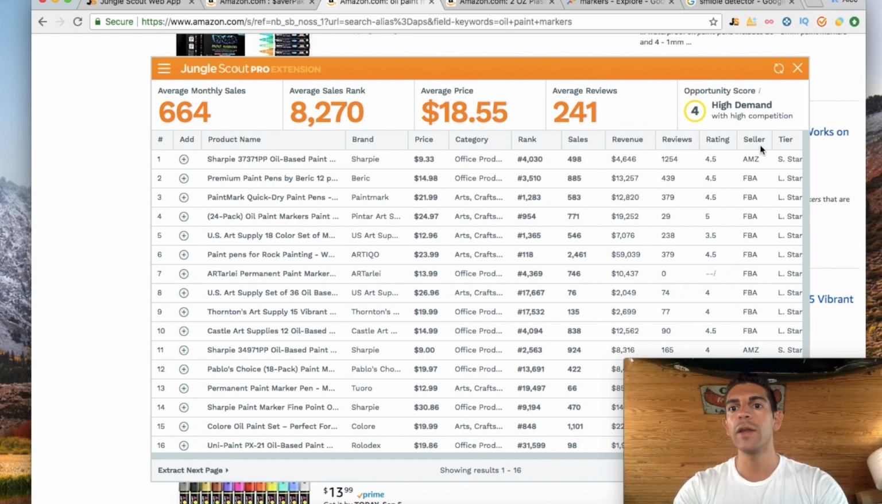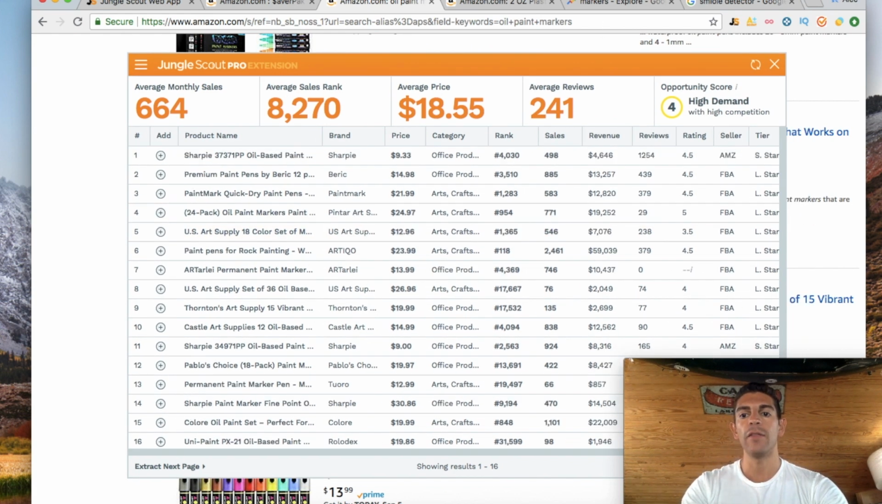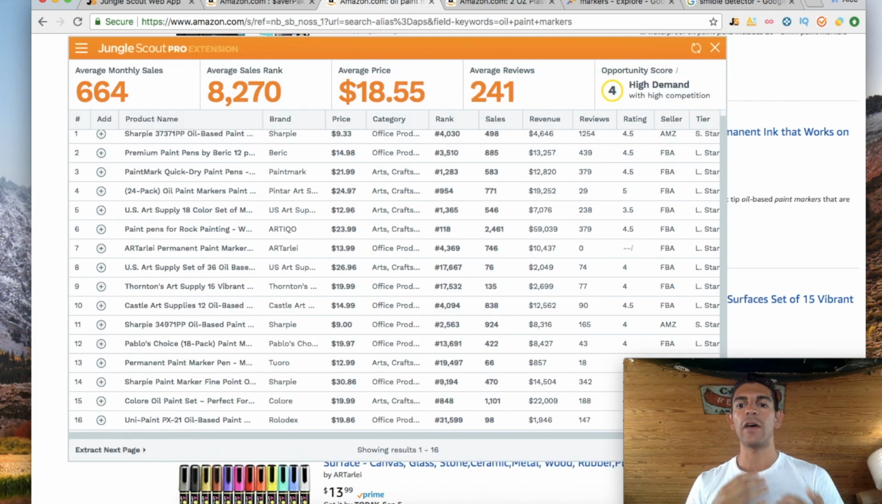So this one right here is called the opportunity score. It says high demand, high competition. So we typically don't want to sell high competition products, like I said, because there's too many reviews and it's harder to break into. So when we're looking at this chart and this graph, we want to see 7 out of the top 10 under 75 reviews, and none with more than about 200-300.